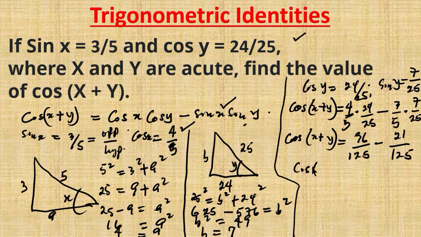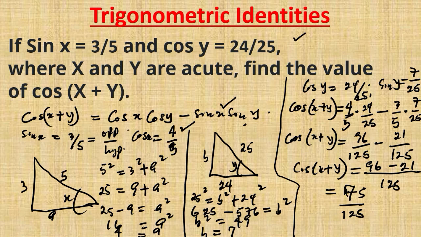So that cos(x + y) will now be, let's take an LCM, which is 125. That will be 96 minus 21. That's 75 over 125. 25 in 75 is 3, and 25 in 125 is 5. That's equal to 3 over 5. So conclusively, we can say that cos(x + y) is equal to 3 over 5.